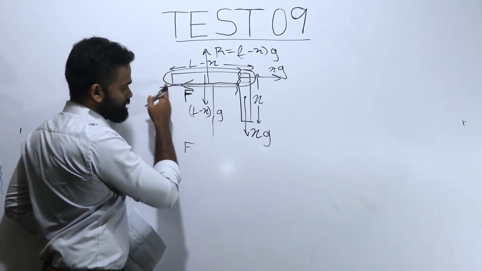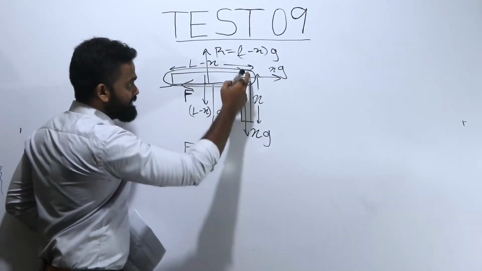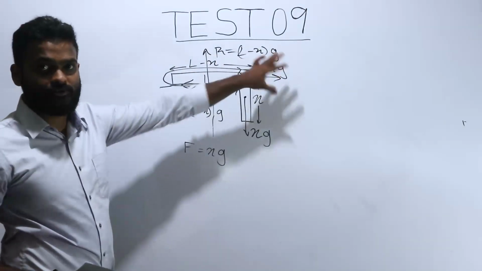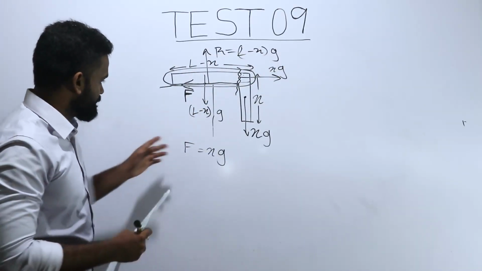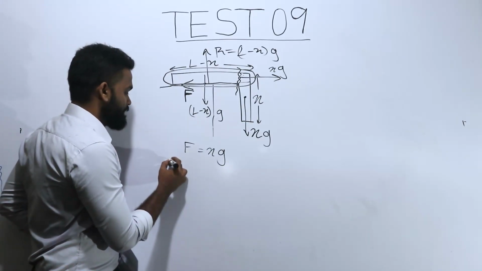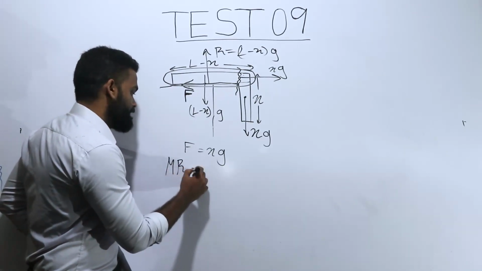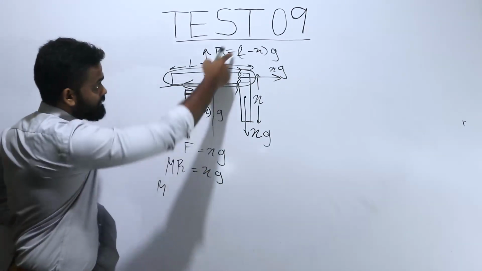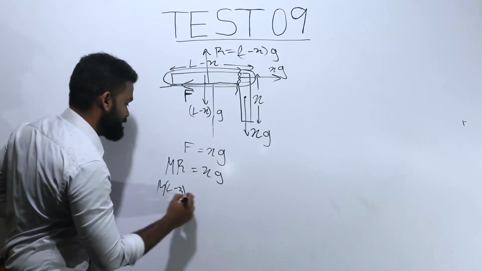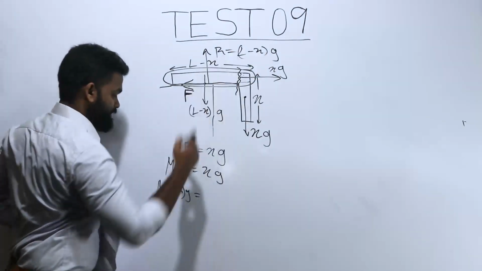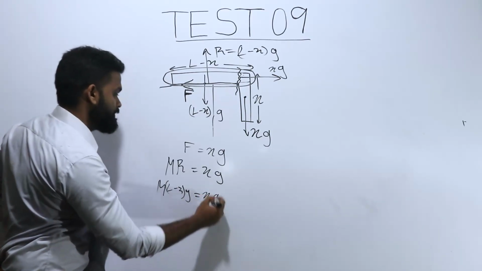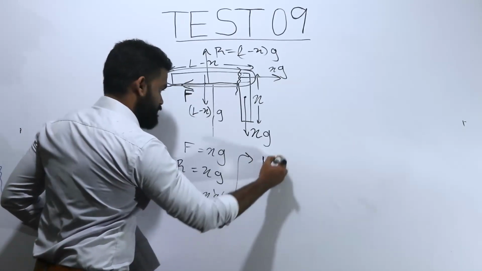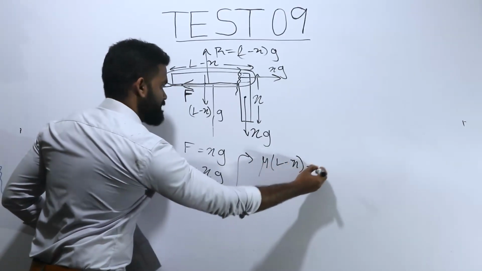So friction and Xg should be equal. Friction and Xg forces should be equal. Okay, instead of friction, I can write mu R. Then mu R equals Xg. R is L minus Xg. Substitute it here, Xg. g cancels off. Then I can get mu (L minus X) equals X.